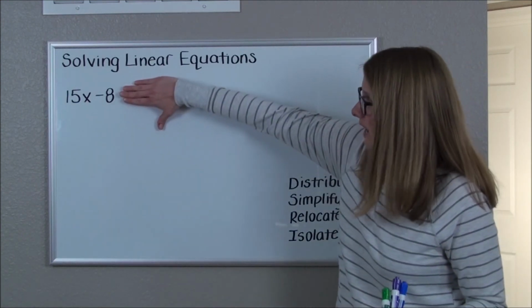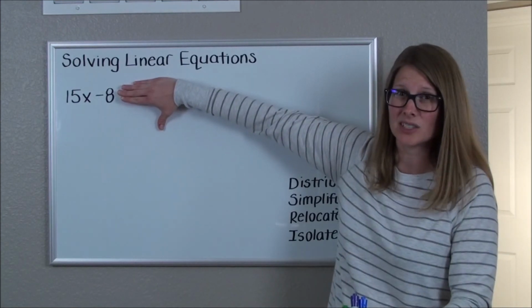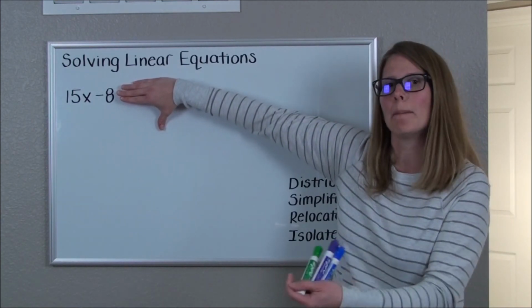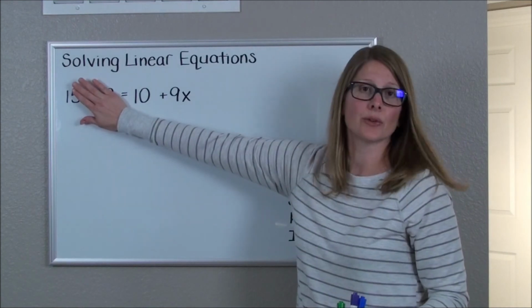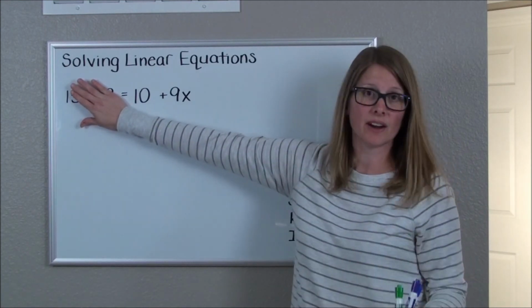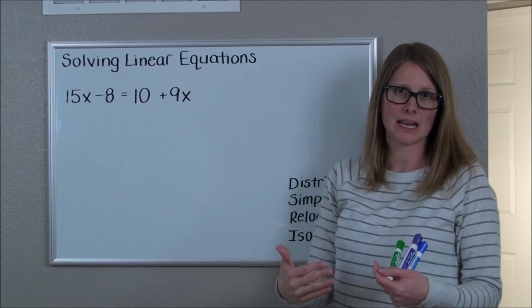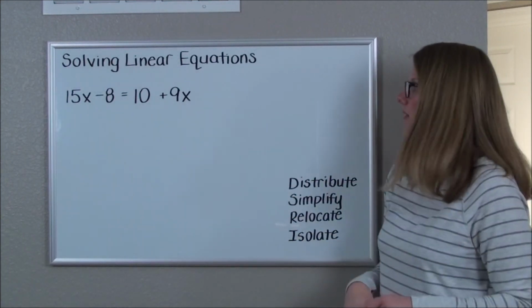So if I look at the left side, I have a variable term and a constant term, but they're not like, so I can't combine them together. And that same is true for the right side of the equation. I have a constant term and a variable term. Since they're not like terms, I can't combine them. So simplifying, nothing to do there.